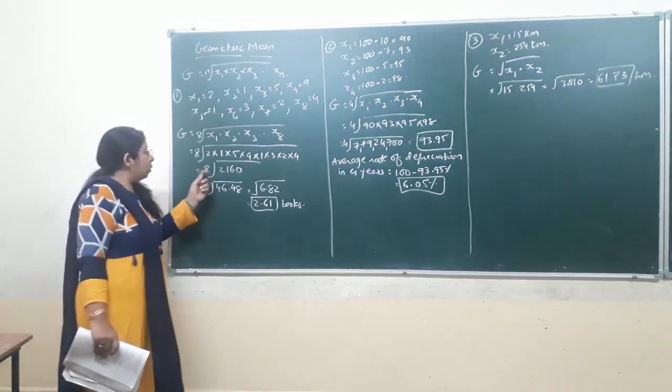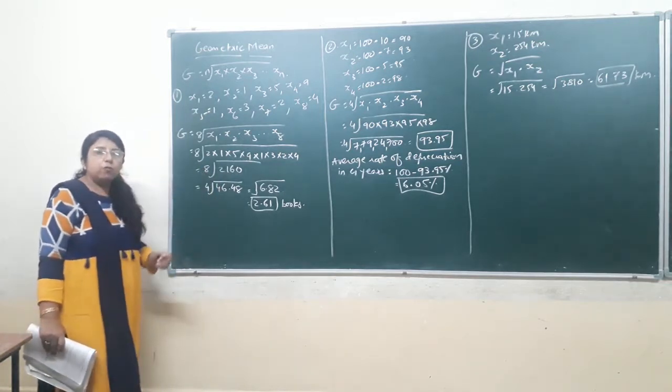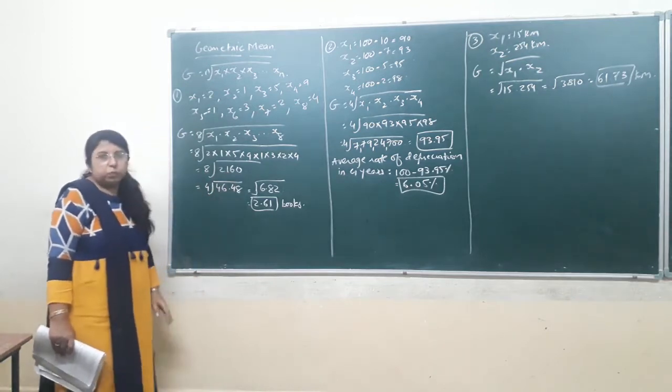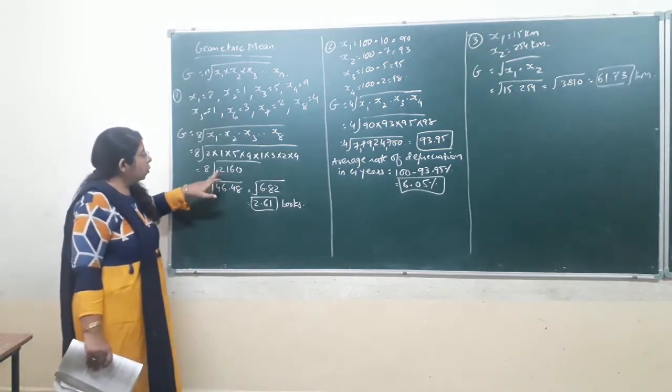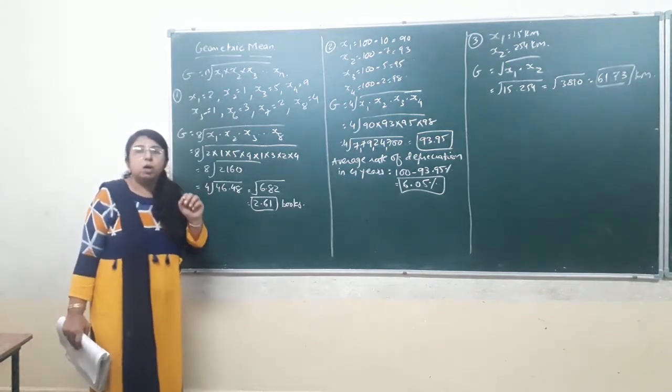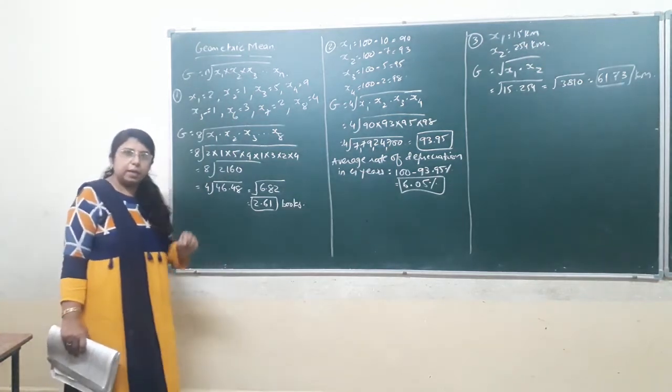Now outside is 8. How to find the 8th root of 2160? For that, first of all you will find the square root of 2160. Okay students, again I am repeating.